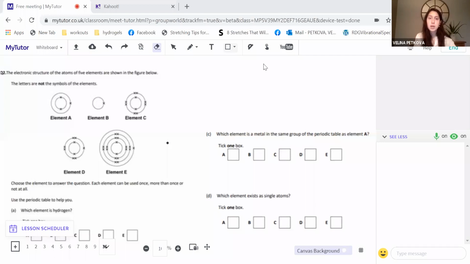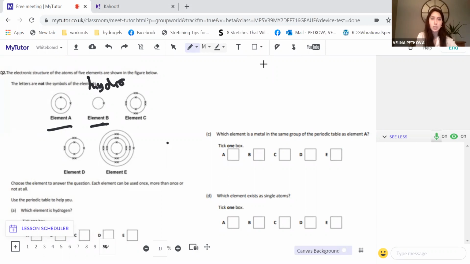Yeah, brilliant, some great answers. E and A are in the same group because A has 1 outer electron and so does E. And of course, we know that element B is hydrogen, so it is not a metal. That is why it is not B. Sometimes that catches people out. It is A and E because they are both metals in group 1.